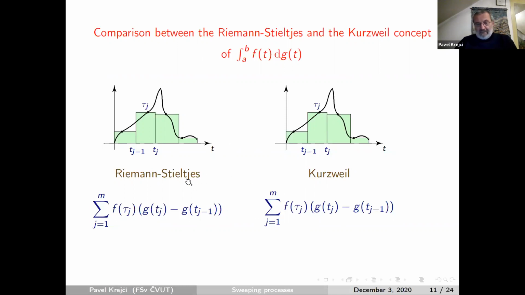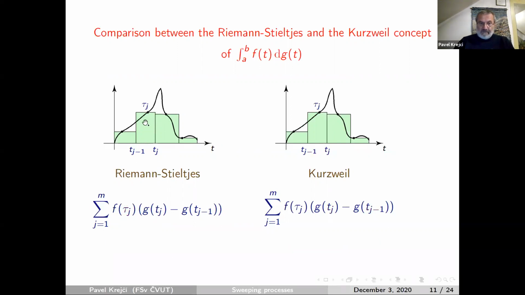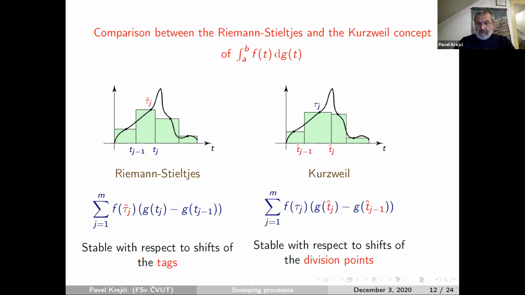But what the Riemann-Stieltjes integral requires is that this sum is stable with respect to shifts of the tag. So you have to be able to shift the tag within the interval t_{j-1} without changing substantially the value of the sum. In the Kurzweil formulation, it is exactly the opposite. We keep the tag fixed, and we have to guarantee that the integral sum is stable with respect to small shifts of the division point.